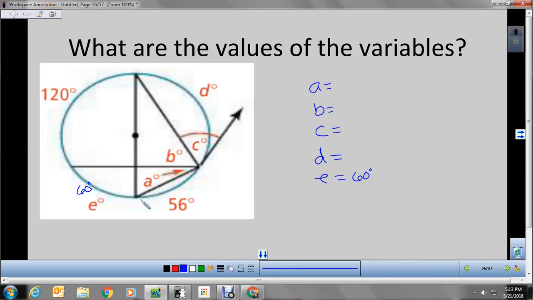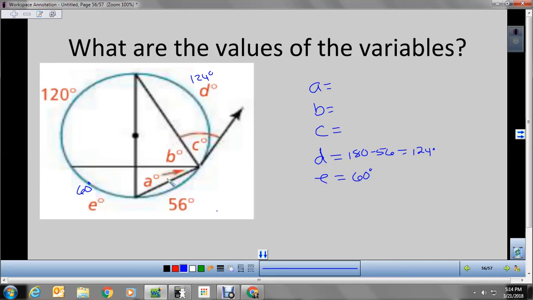Now, this one from here to here is 56, which means this half is going to be supplementary because it's going to equal 180. So you would do 180 minus 56. This will be for D, so I'll write it here. 180 minus 56. And that is going to give us 124 degrees. So D is 124 degrees. So now we've got all of our outside arcs measured.